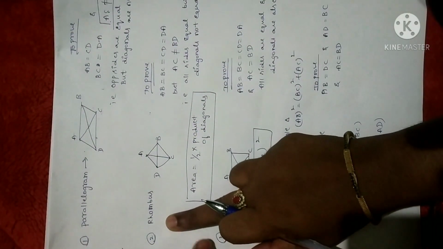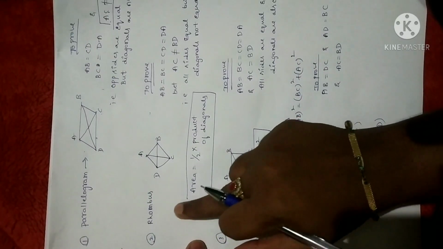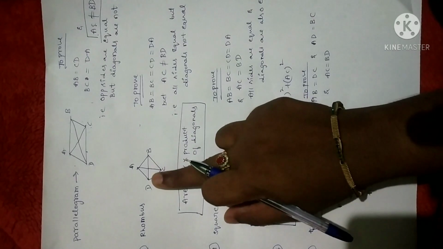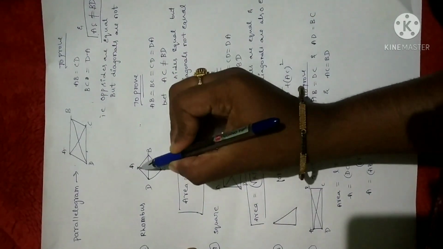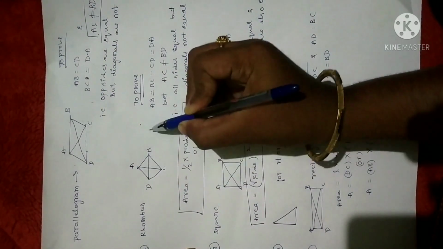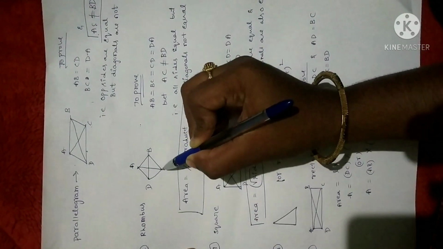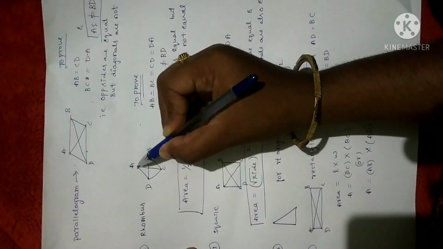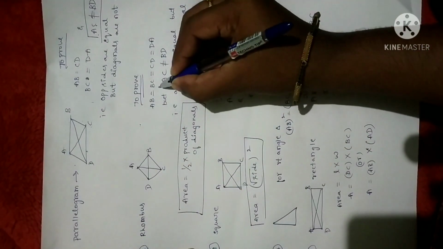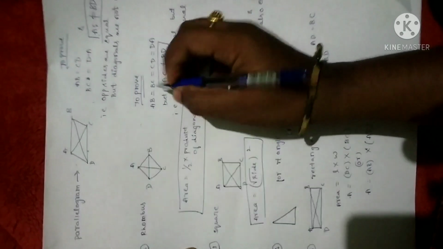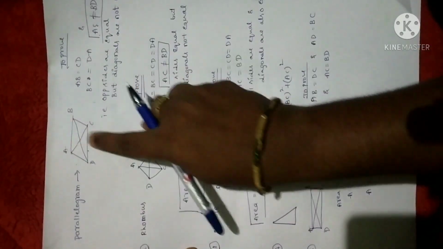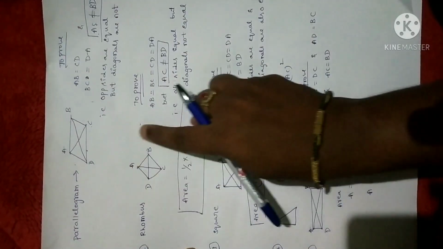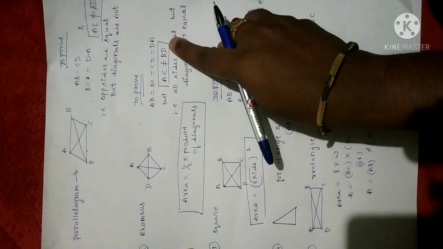Coming to the rhombus. If they ask you to prove the given vertices form a rhombus, you have to prove that the lengths of all the sides are equal. That is, length of AB equals length of BC, which equals length of CD, and again equals DA. At the same time, in the rhombus also the diagonals are not equal. The difference is that in a parallelogram opposite sides are equal and diagonals are not equal, whereas in a rhombus all the sides are equal but the diagonals are not equal.